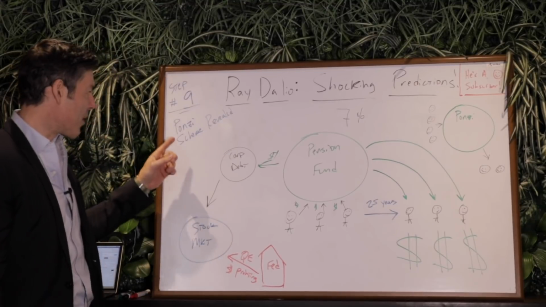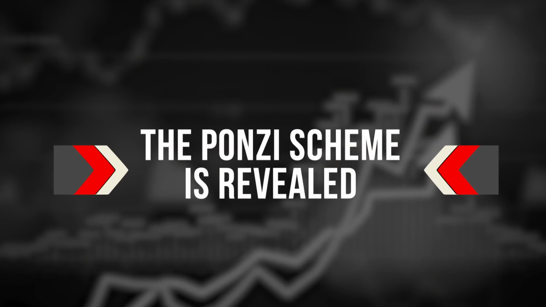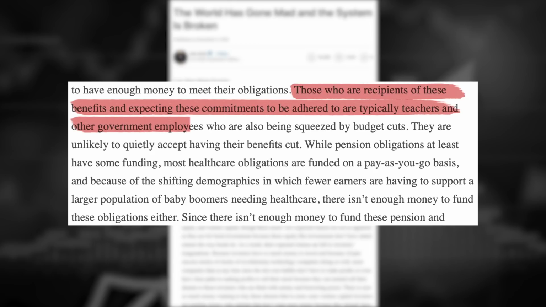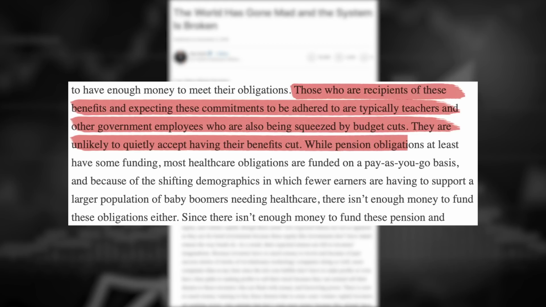Step number 9, the Ponzi scheme is revealed. Those who are recipients of these benefits and expecting the commitments to be adhered to are typically teachers and other government employees who are also being squeezed by budget cuts. They're unlikely to quietly accept having their benefits cut. While pension obligations at least have some funding, most healthcare obligations are funded on a pay-as-you-go basis, which is a nice way of saying a Ponzi scheme.